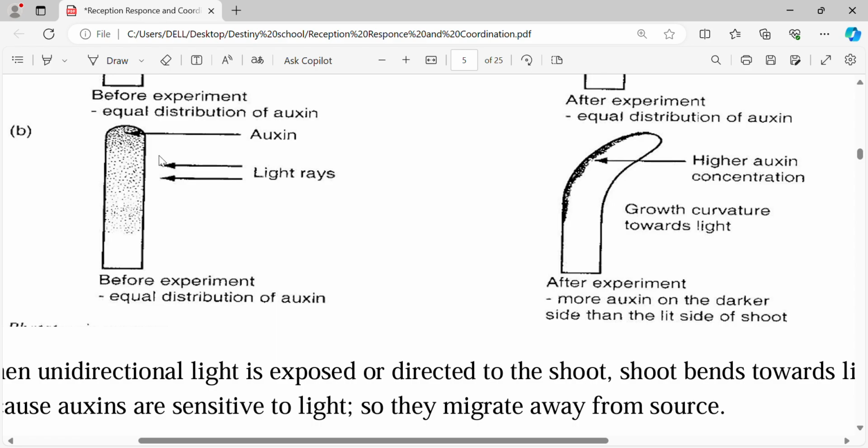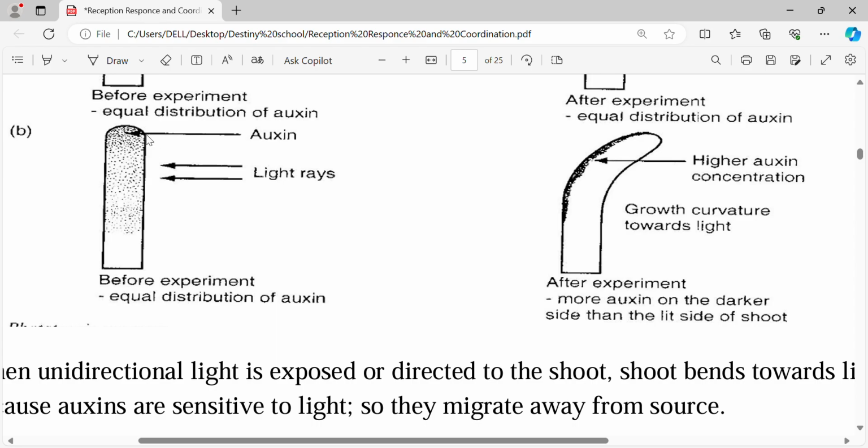Now, auxins are normally in the shoot, in the upper part of the plant. And these auxins are sensitive to light. When they feel any light, they normally migrate away from light. They are very sensitive to light. So upon receiving the sunlight, they migrate to the other side. Remember, before the unidirectional light was induced into this shoot, there was a uniform distribution of auxins.